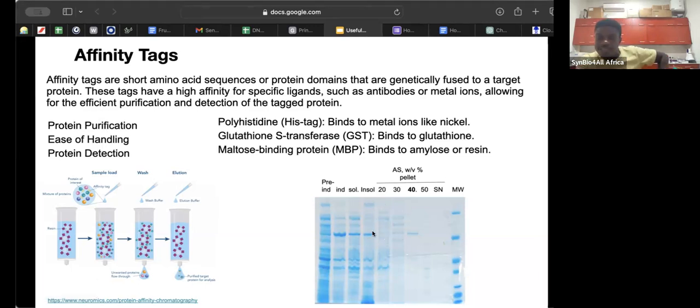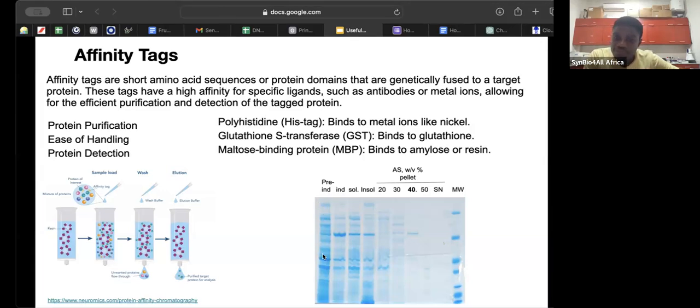So on the right here, this is an image of an experiment I did a while back where I was trying to produce a particular protein. In this well here, what you see is pre-induction. I was using IPTG, or the lac promoter, right? Basically, in the lac promoter, it means that you have to induce the system for the protein to be expressed.